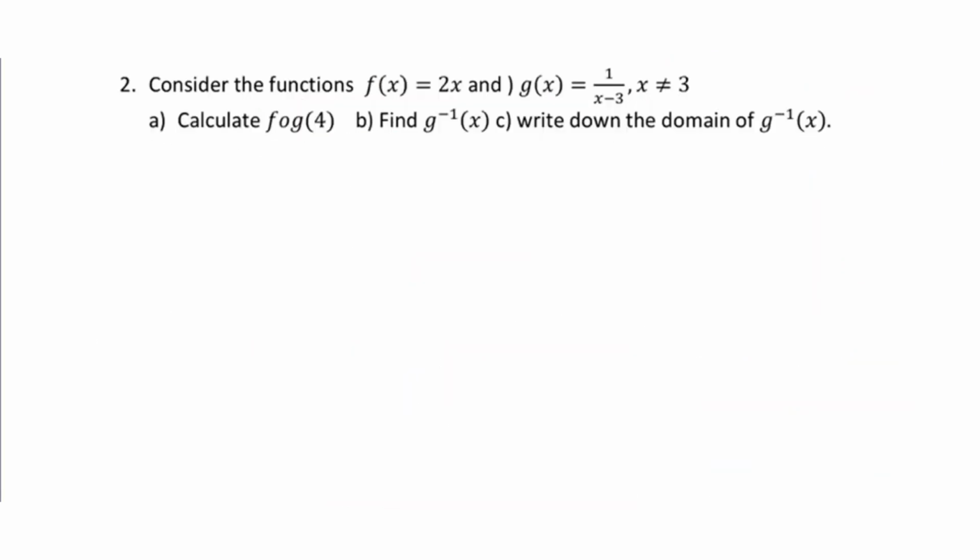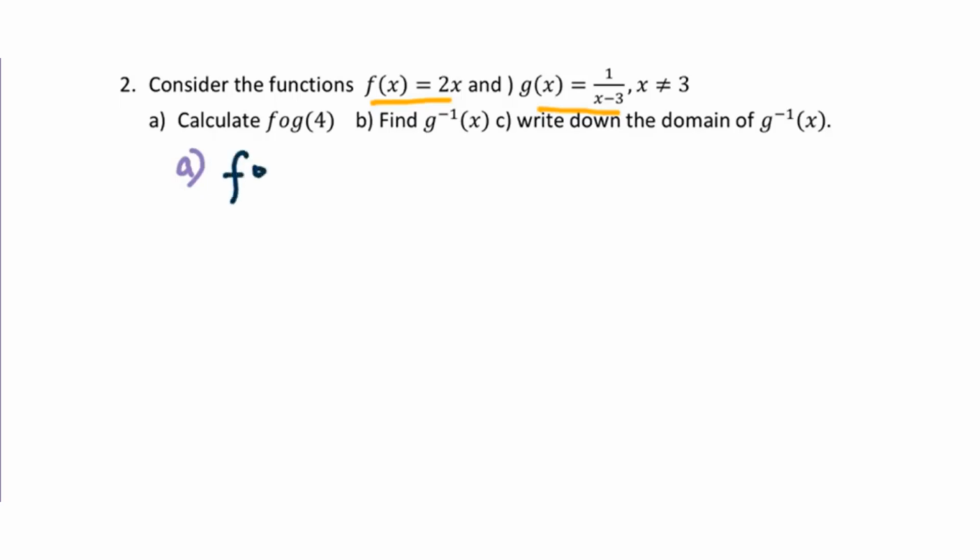Consider the function f of x equals 2x, g of x equals 1 over x minus 3, x not equal to 3. Calculate f of g of 4. For a composite function, remember inside first. If you can remember this rule, it makes things much easier.